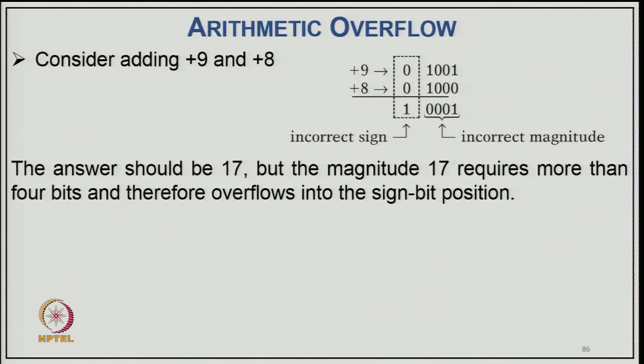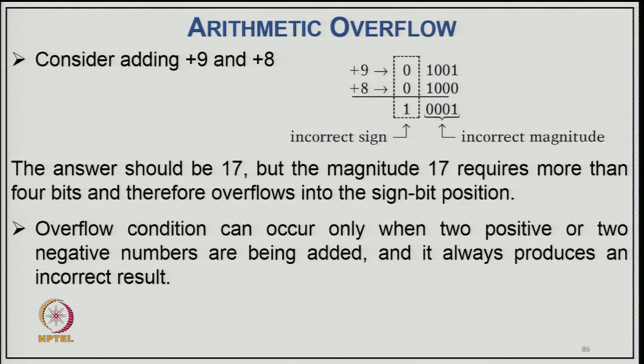Now, arithmetic overflow. Consider adding 9 plus 8. We have 9 as 0 1 0 0 1 and plus 8 as 0 1 0 0 0, and when we add it, we have a carryover, and this becomes an incorrect sign, because it may be mistaken for a negative sign. The answer should be 17, but the magnitude 17 requires more than 4 bits. Therefore, it overflows into the sign bit position.